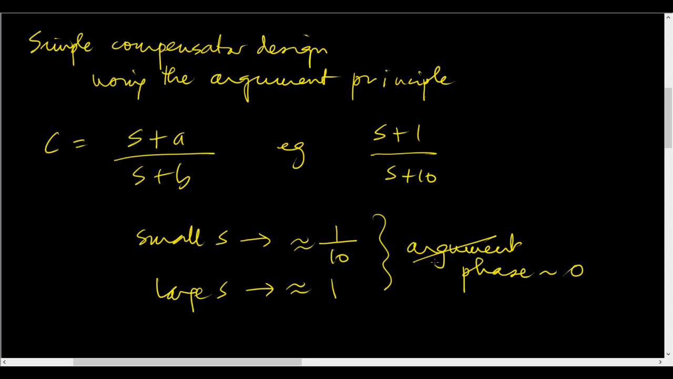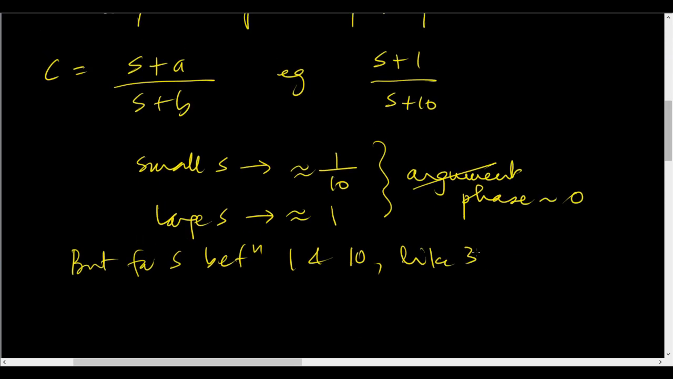Okay, but for s between 1 and 10, like 3 or 3i, what happens is this is something like s over 10. Why is that? Because in s plus 1 and s plus 10, the 3 is much smaller than 10 and the 1 is much smaller than s. So this is more like a derivative. A derivative anticipates future change, so it leads in phase.